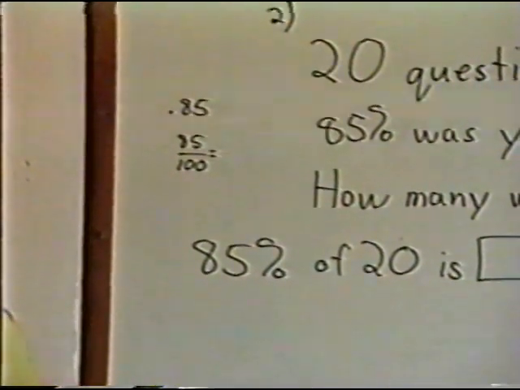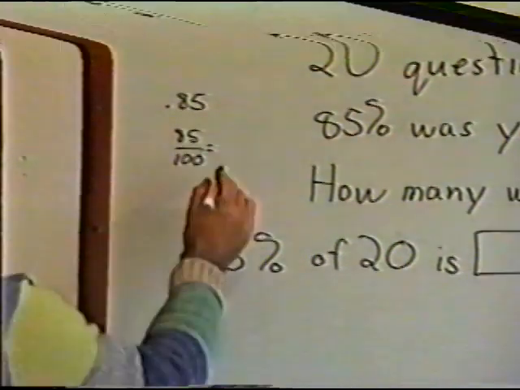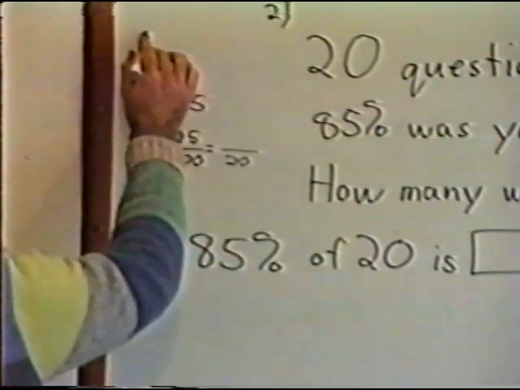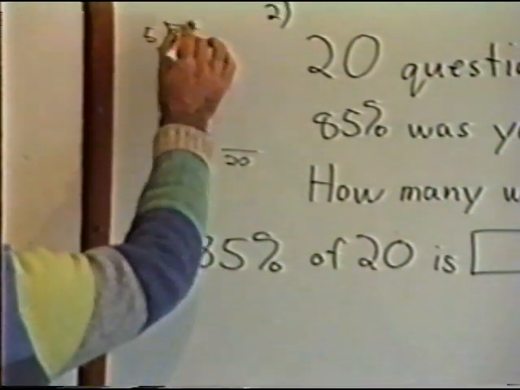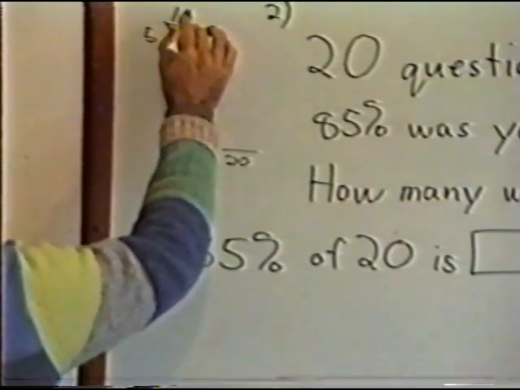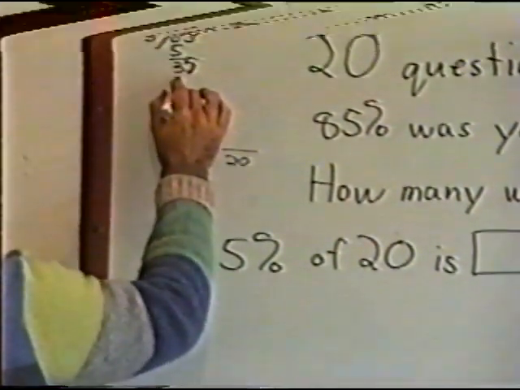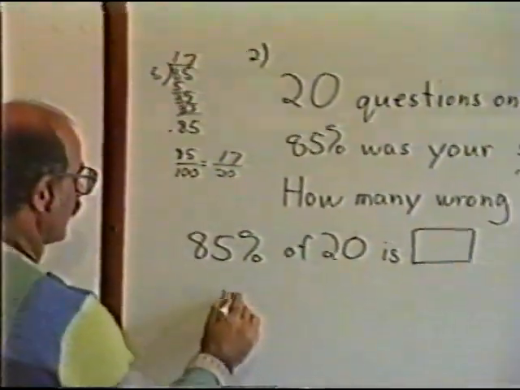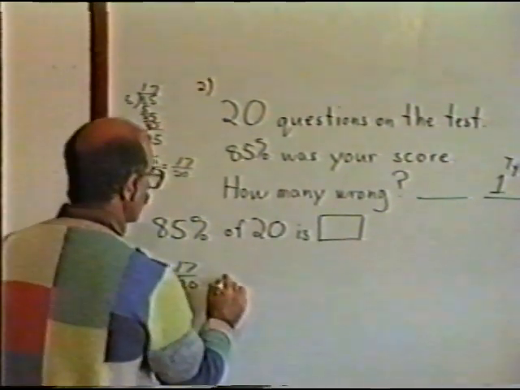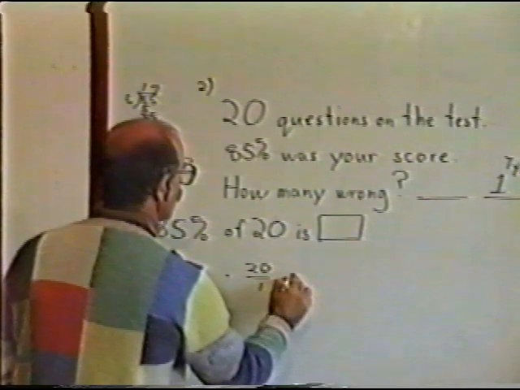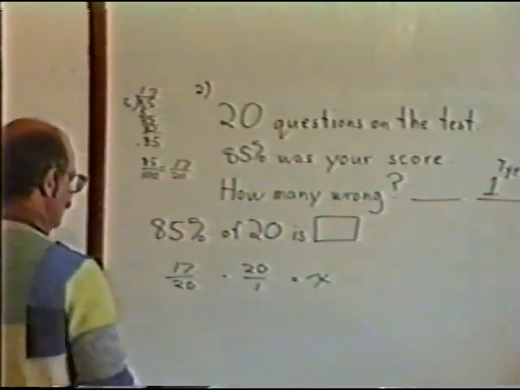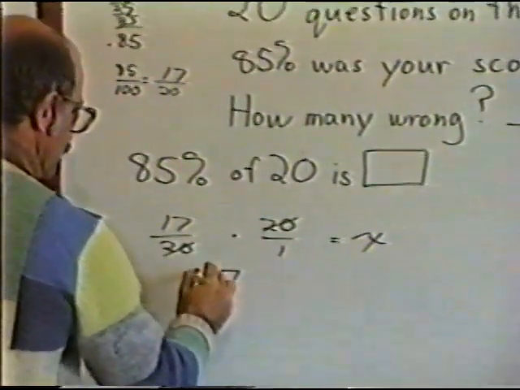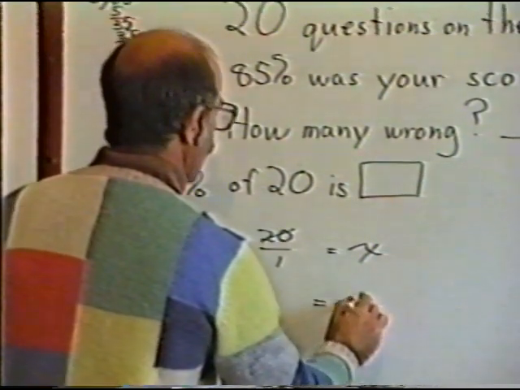Yes. Hitting top and bottom with 5. 5 into 100 is 20, and 5 into 85 is 17. 17 twentieths. 17 twentieths times 20 over 1 equals x. We can cancel out the 20s and we get 17 equals x.